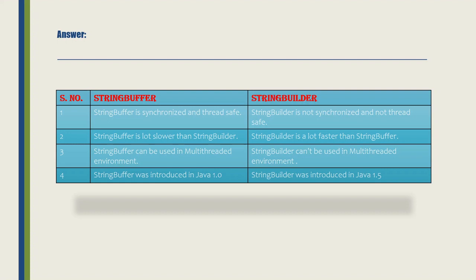StringBuffer is synchronized and thread safe, whereas StringBuilder is not synchronized. This is the most important difference, and other differences are somehow related to this difference only. And because of thread safety, StringBuffer is a lot slower than StringBuilder, and StringBuilder is a lot faster than StringBuffer. I want to mention one thing here.